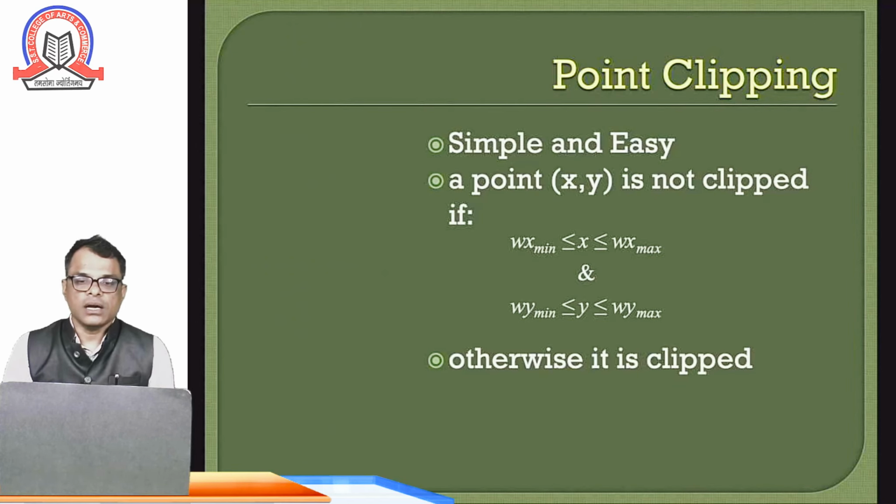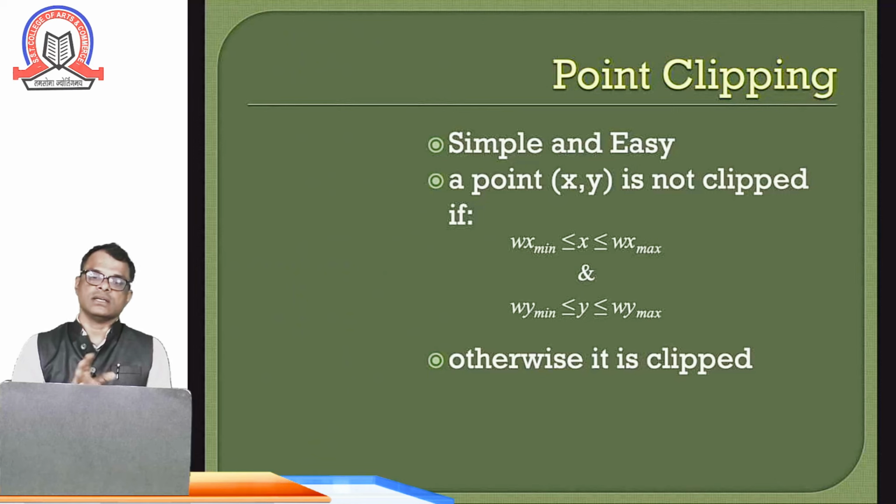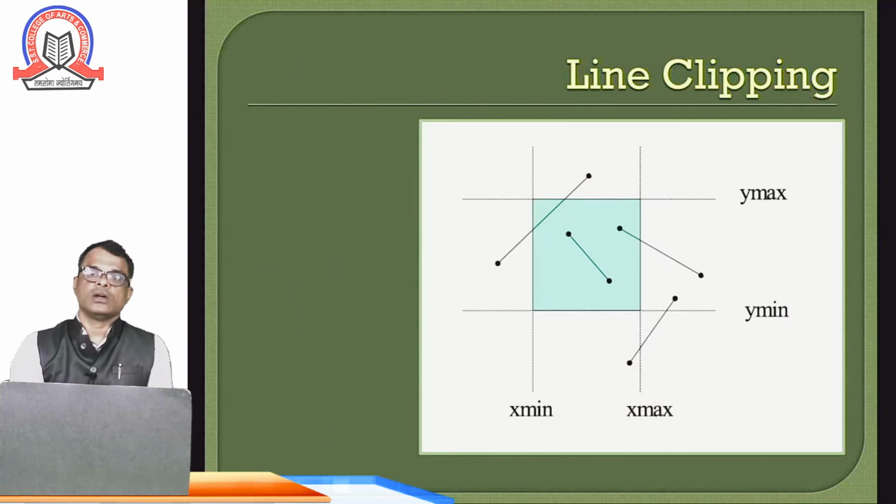Simple and easy. A point x, y is not clipped if it lies within the minimum and maximum boundaries. Okay, x and y axis. So what is inside the boundaries we have to keep, and what is outside we have to remove. So if those two conditions are satisfied, then the point is kept, otherwise it is clipped. Now next is line clipping. So this is the diagram. The remaining portions will be clipped.